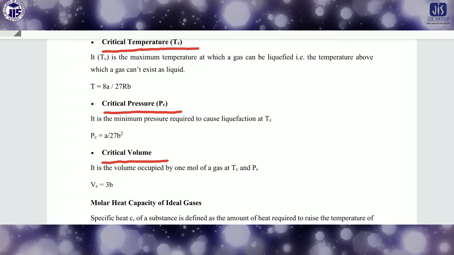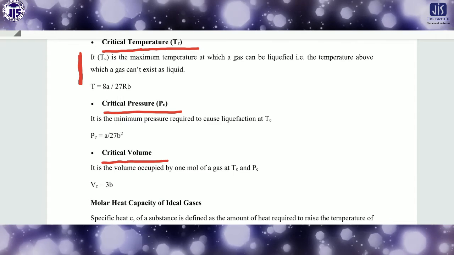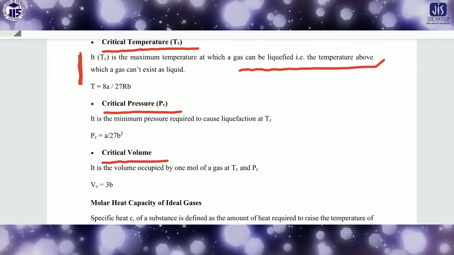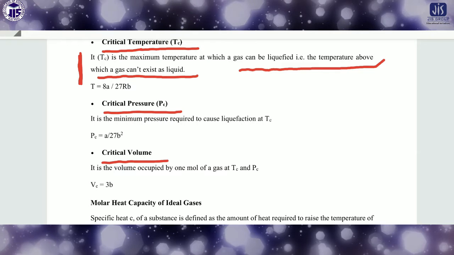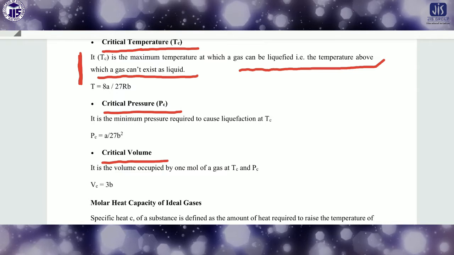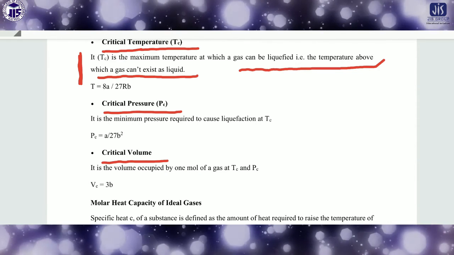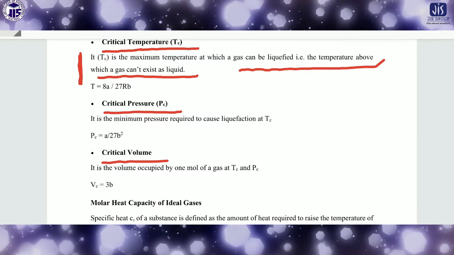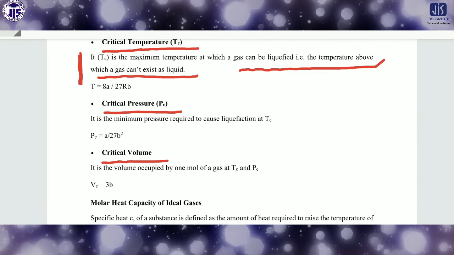Okay, so critical temperature is the maximum temperature at which a gas can be liquefied, or the temperature above which a gas cannot exist as a liquid. That means it is the temperature at which a gas can be liquefied, but not above it. Liquefaction depends on the attraction force between the gas molecules. The attraction force will be very low above this temperature, so the gas cannot be liquefied. This temperature is called the critical temperature.